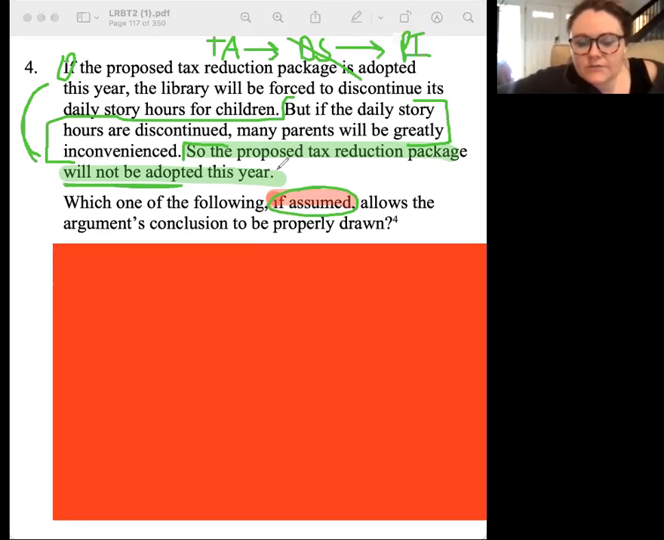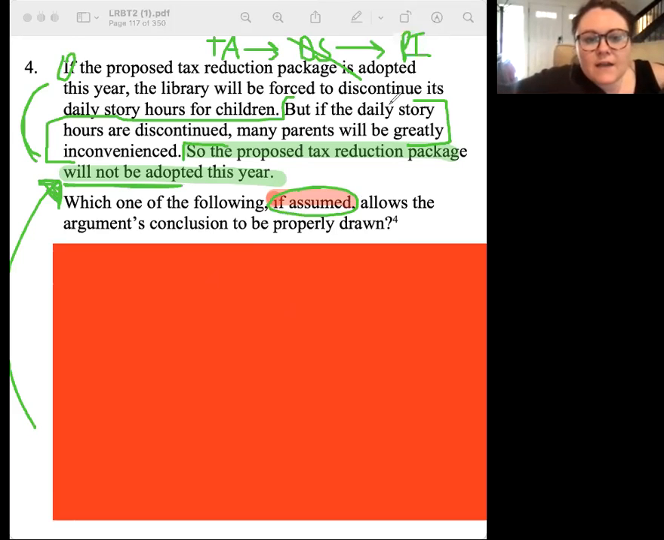Do we have anywhere in our stimulus that supports that the package is not going to be adopted? No. So what we need to do is bring in an answer choice that will guarantee that this will happen, connecting our premise to our conclusion in some way. One way I could do it, and I'm going to give you an example, then have you come up with a different one: we will adopt nothing this year that would discontinue story hour. If we brought that in, would that guarantee that the tax reduction package would not be adopted?